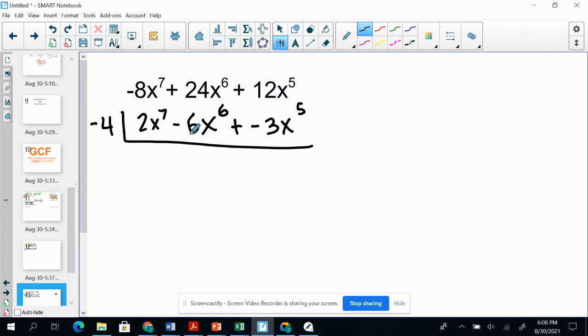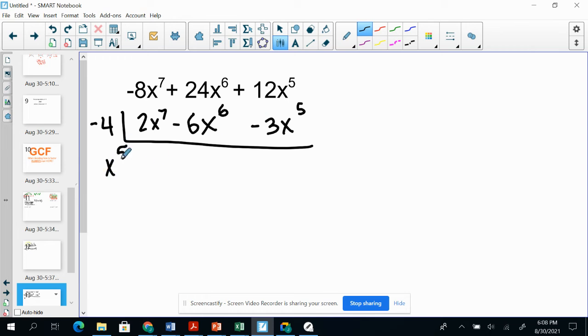Now I have 2, 6, and 3. With 2, 6, and 3, nothing will come out of all of those, because 3 and 6, you could pull out a 3, but 2 doesn't work to be able to take out a 3. You cannot divide 2 by 3. And then 2 and 6, you could pull out a 2, but the 3 at the end makes it a problem.